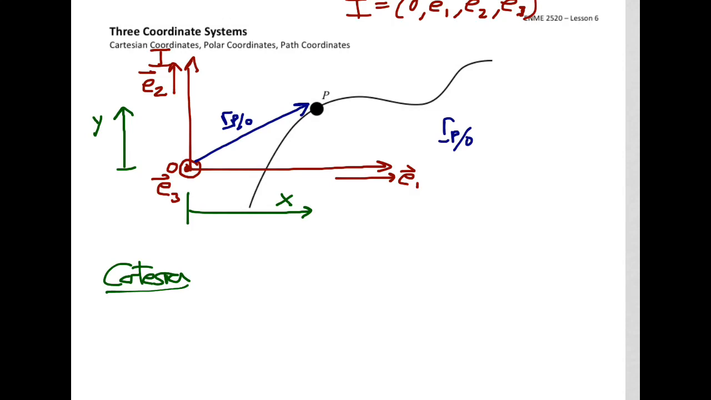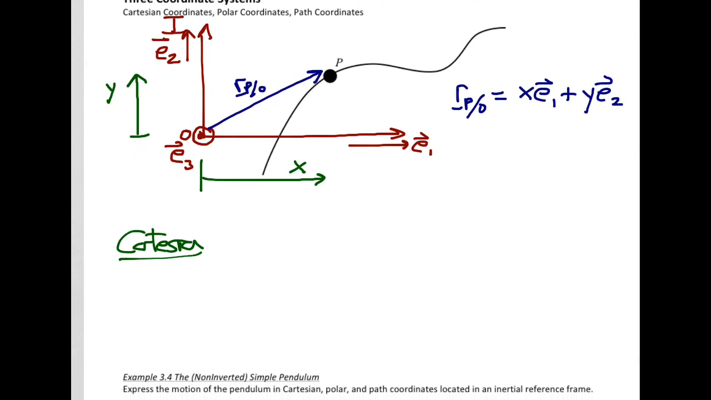So for Cartesian coordinates, it looks like this, where we have x in the E1 direction plus y in the E2 direction. And so the scalars for our Cartesian coordinate are r of P with respect to O, defined in the inertial reference frame, is equal to x and y, and we'll put a subscript I, saying that these scalars we're looking at in the inertial reference frame. These are our Cartesian coordinates.